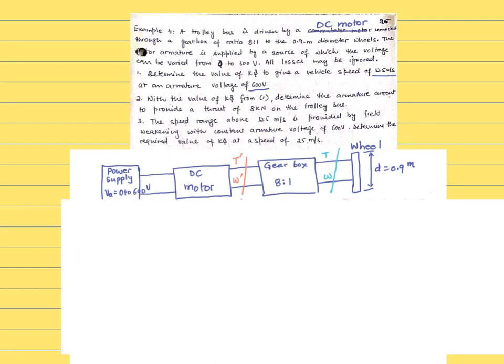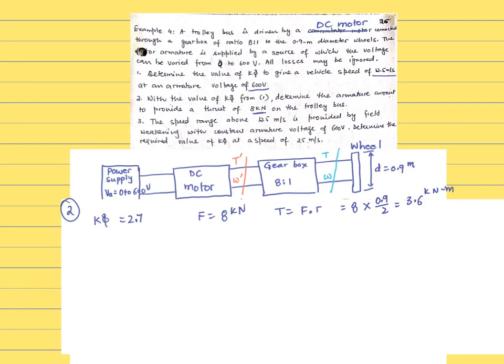Okay, next part of the question is with the value of the K phi from part 1, which is 2.7. Determine the armature current to provide a thrust of 8 kilonewtons. So it's a force given on the trolley bus at the wheel. Torque will be force times the radius, which is 8 times 0.9 over 2, half of the diameter, 3.6 kilonewton meters, because it's given in kilo.